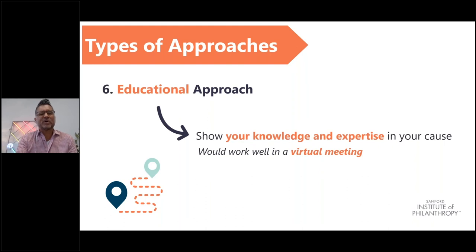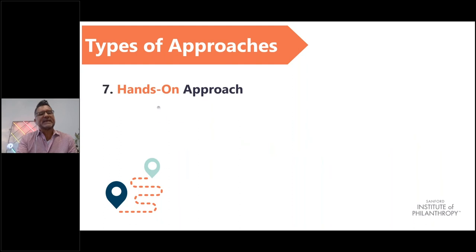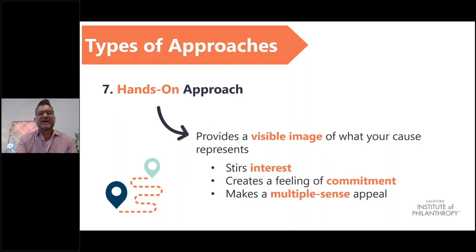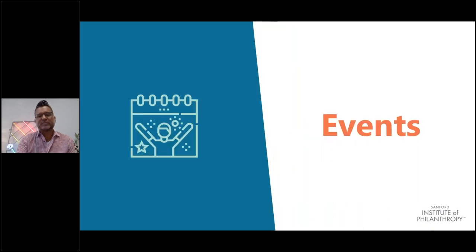The educational approach, again, this works well with virtual meetings. And then the hands-on approach: providing visible images, stirring their interest, makes a multiple sense appeal. And with the hands-on approach too, there's a very popular fundraising model that is all about bringing folks in for tours of your organization, for those of you that have a brick and mortar opportunity. So using this hands-on approach.